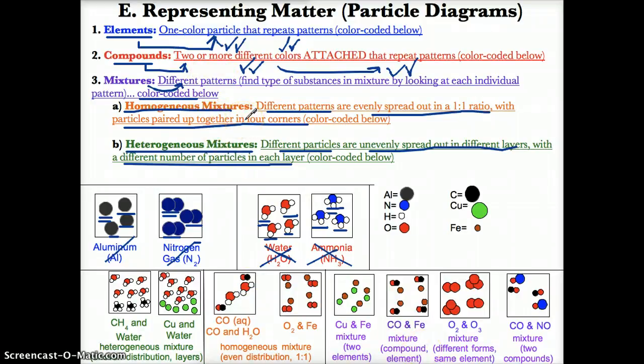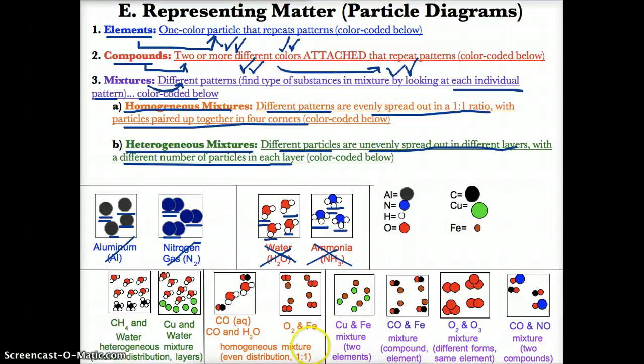Homogeneous mixtures are mixtures that are evenly spread out in a one-to-one ratio in four corners, which are color-coded in orange, and heterogeneous mixtures are mixtures that are unevenly spread out in different layers with a different number of particles in each layer, okay? So let's first establish that mixtures have different patterns. Another thing I didn't mention before, and I apologize for that, is you can find the types of substances involved in the mixture by looking at each individual unique pattern. Let's remember, elements are only one colored particles that repeat patterns, whereas compounds are two or more different colored particles attached that repeat patterns. So let's remember mixtures are different patterns, and let's determine what kind of mixture specifically they are, in terms of whether there are two elements, two compounds, or one element, one compound.